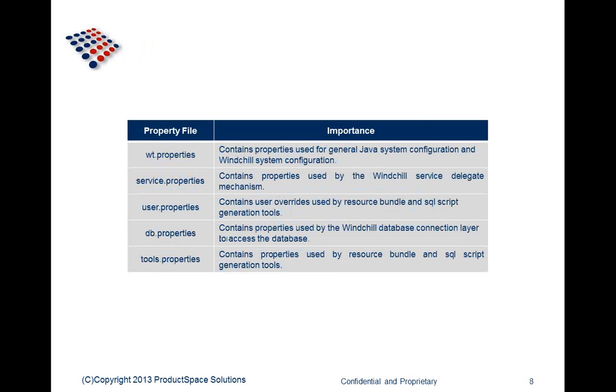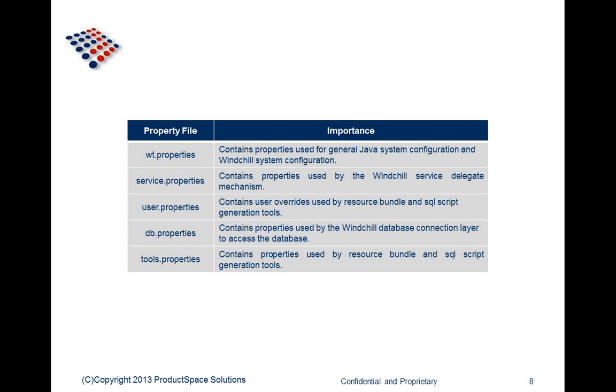Windchill uses standard Java property files to determine runtime configurations. Windchill uses several property files. Some of the important files are wt.properties, service.properties, user.properties, db.properties, and tools.properties. wt.properties contains all the Java configurations and Windchill system configuration. So that is one of the important files.